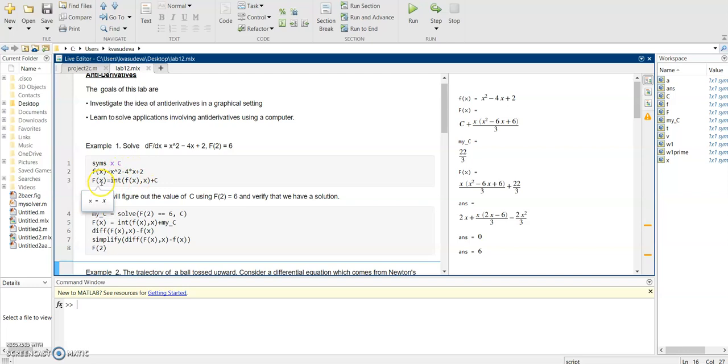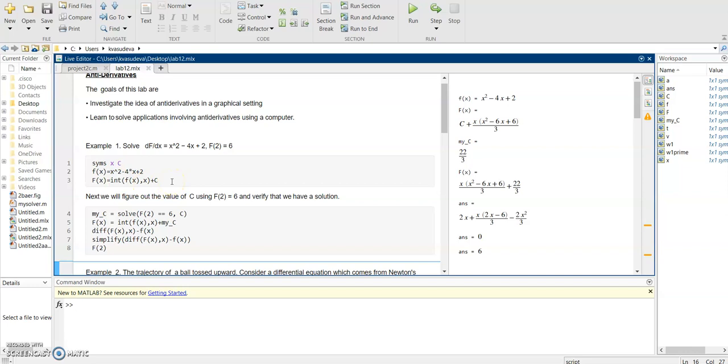Now capital F of x is the antiderivative of the little f of x. When I say antiderivative, it means you have to integrate a function. To integrate a function, you will use the command int, parenthesis, function and a variable. Similar to what we had in differentiation, where we had diff of f of x comma x, now we have int for integration, plus c.